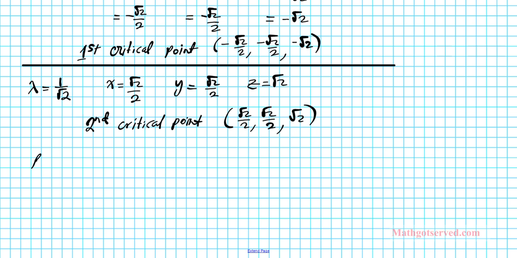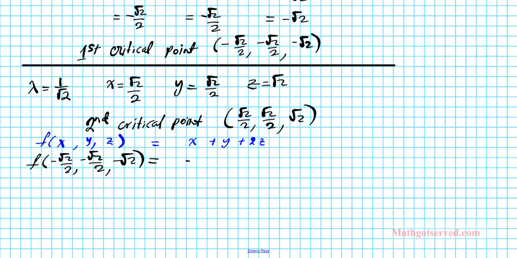We're going to do f of negative root 2 over 2, negative root 2 over 2, and negative root 2. So you're just going to plug in these values into your objective function. All right, so let me just write down the function that we're plugging it into up here so I don't get confused. The function f of x, y, z. All we're simply doing is we're going to do x plus y plus 2z. Okay, so just plug it in.